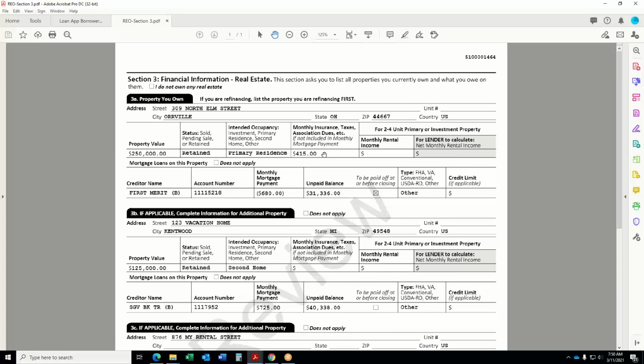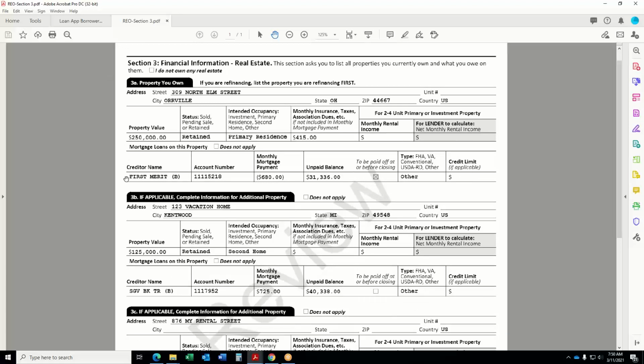This section of the application will collect the monthly insurance, taxes, and association dues if it's not included in a monthly mortgage payment. If your property is also a 2 to 4 unit primary or an investment property, it will collect any rental income. The gray section is reserved for the underwriters as they do their income analysis.